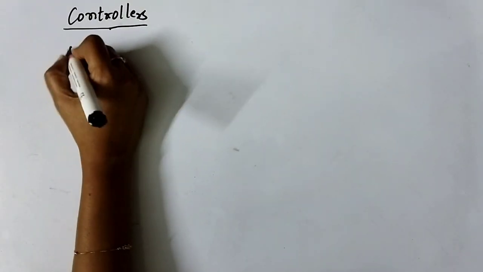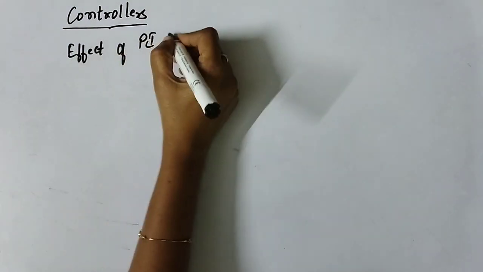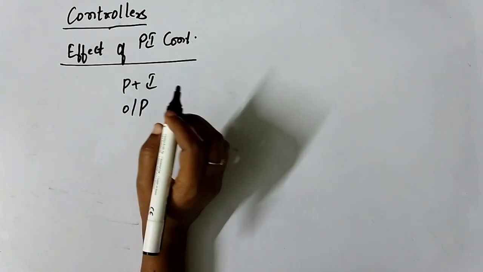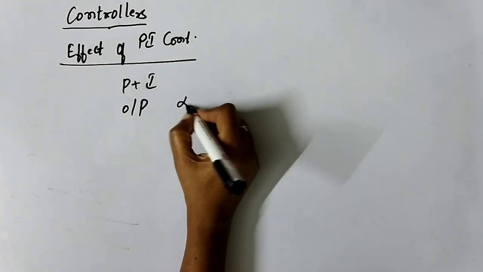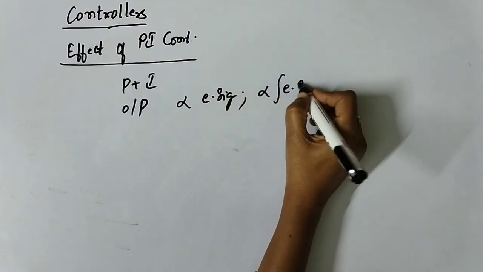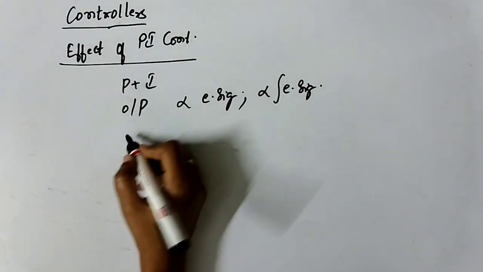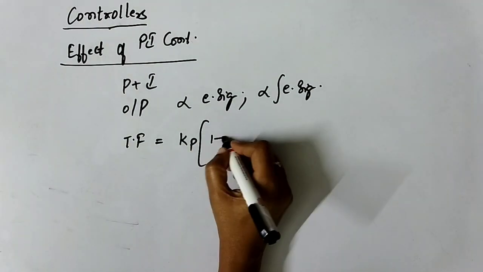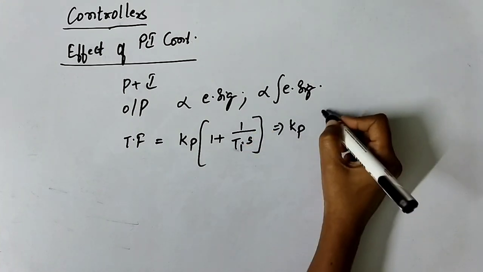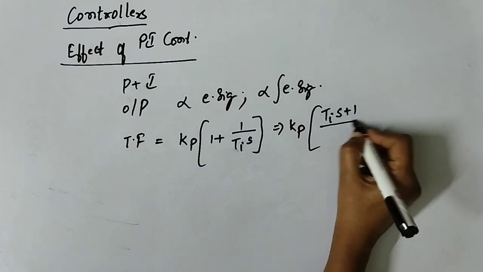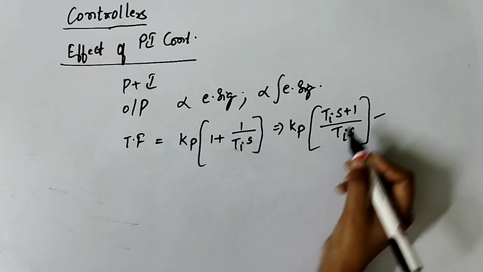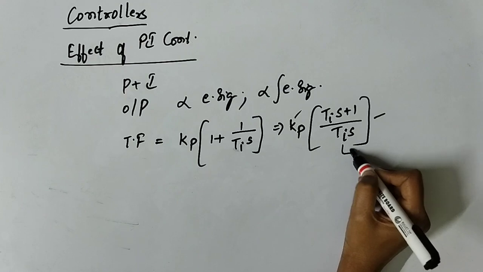Now we'll see the effect of the PI controller. The proportional plus integral controller produces an output signal consisting of two terms. One is proportional to the error signal, the second one is proportional to the integral of the error signal. And the transfer function of the PI controller is given by Kp into (1 plus 1 by Ti S). You can rewrite this as Kp into (Ti S plus 1) by Ti S, where Kp is the proportional gain and Ti is equal to the integral time.